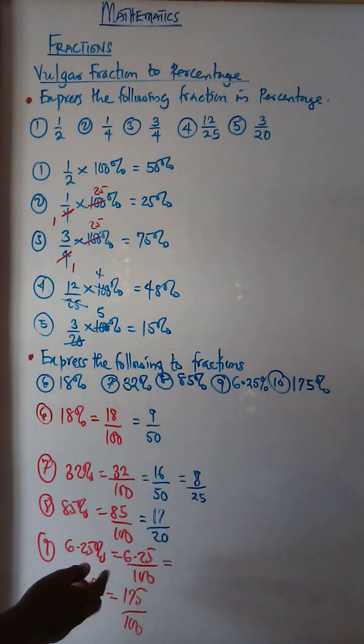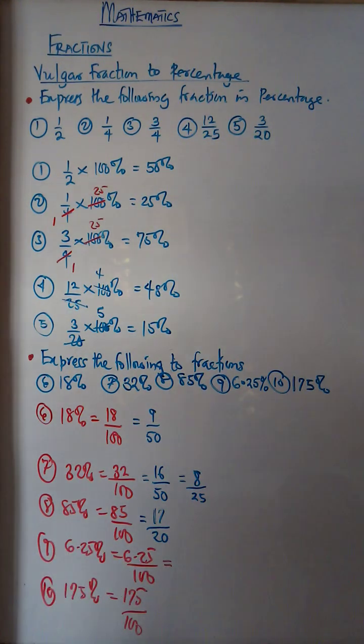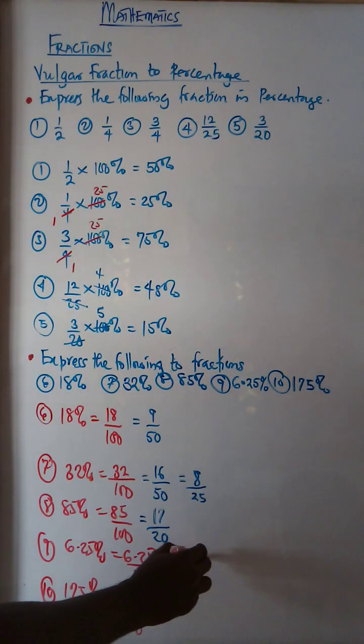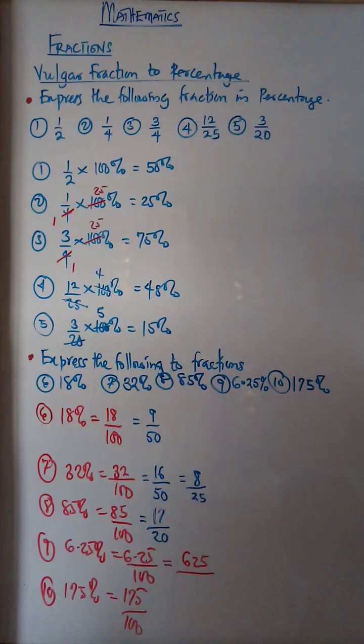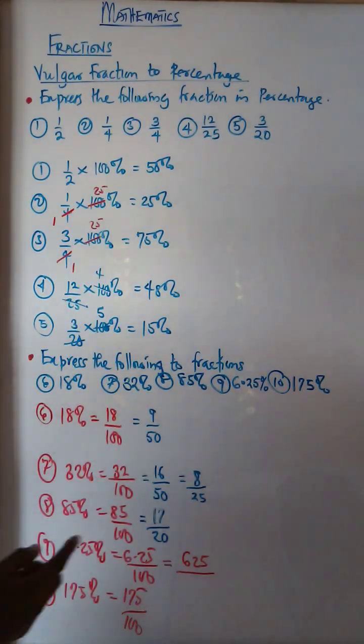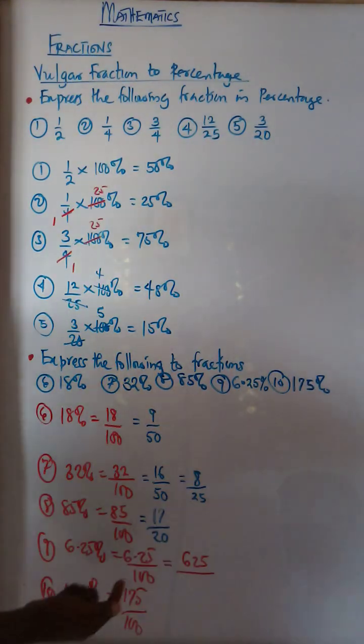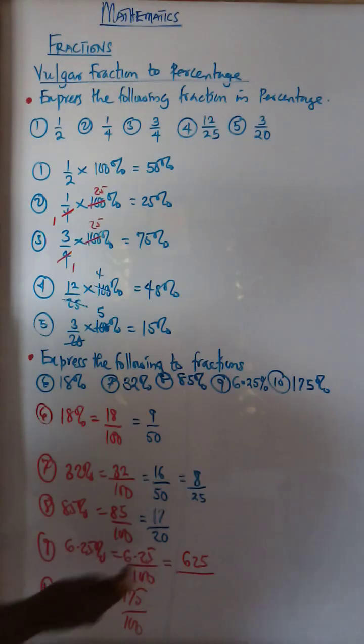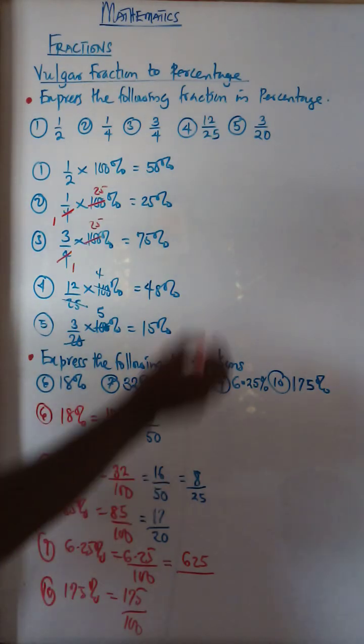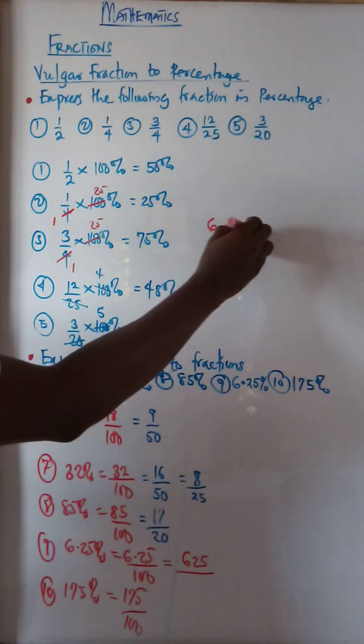Anytime we have a decimal, there's a way we can remove the decimal point. I can write 6.25 as 625. We just neglect the decimal point. But anytime we neglect the decimal point, we count the numbers after it. We have two numbers after this 6.25. So it means if I have 6.25, it is actually what?